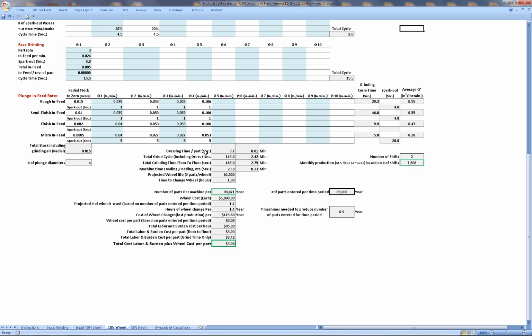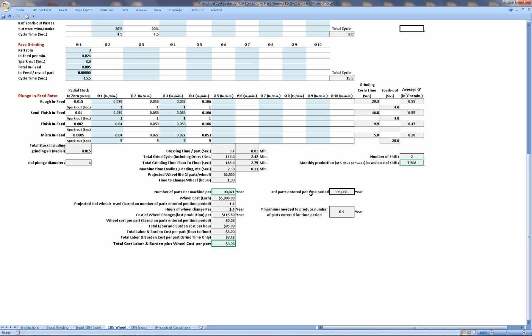And then we get a total calculation. Dressing time parts per second, what the total grind cycle time is, which would be 2.42 minutes, total grinding floor to floor, machine time loading, projected wheel life, is based on the input of the number of dresses and how much we're dressing each one. Time to change a wheel, 1 hour.